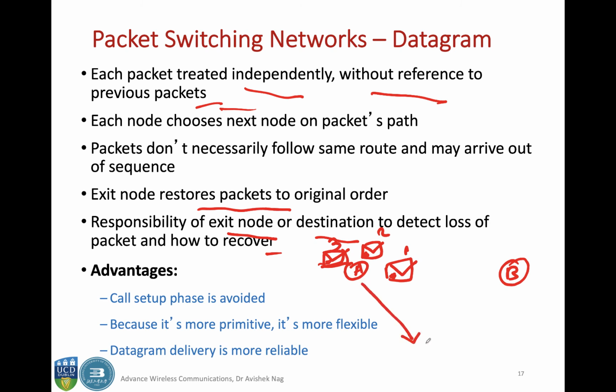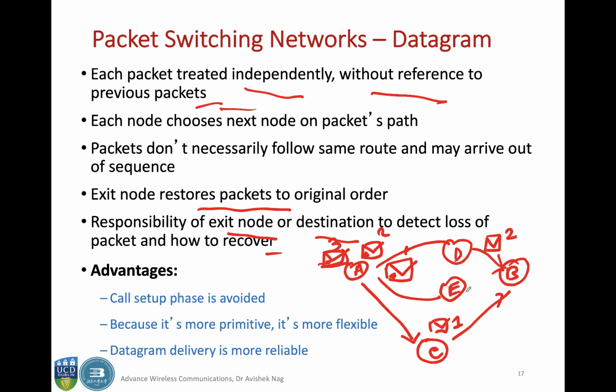Packet 1 can be traveling through an intermediate node C. Let's say this is packet 1's route. Then packet 2 can reach through another intermediate node D. This is packet 2 going, and then packet 3 is going through another intermediate node E. Let's say this is the route of packet 3. Whenever the intermediate nodes receive a packet, let's say C receives 1, it treats this packet independently without reference to the previous packets.